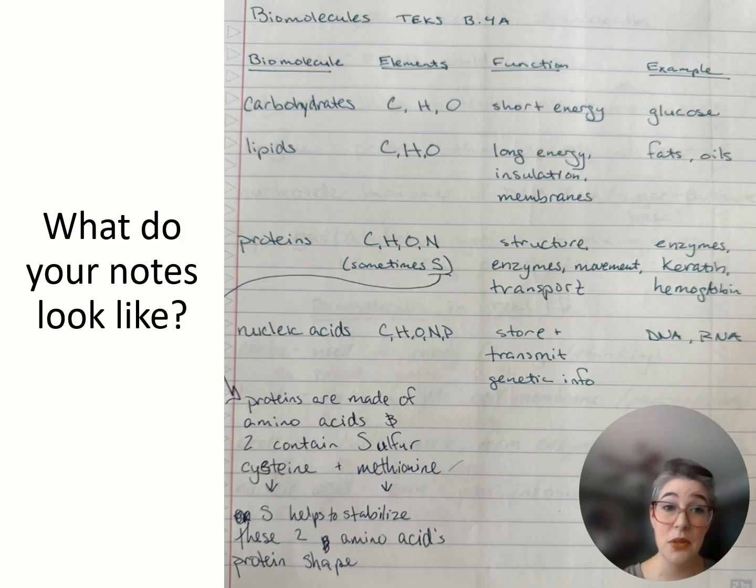So what do your notes look like at this point? Hopefully something like this where you've mentioned your biomolecule, the elements. I'm not listing those for no reason, so hopefully you're writing that down. The function, why and what it does, and maybe an example. And I didn't go deep into any examples here, but your textbook will. We'll talk more about it, and we'll look at a bunch of nutrition labels as we go through this section of the unit. So you'll see a lot of examples.